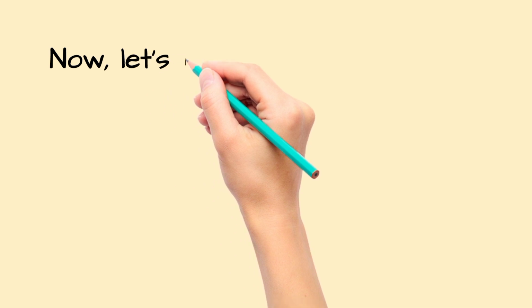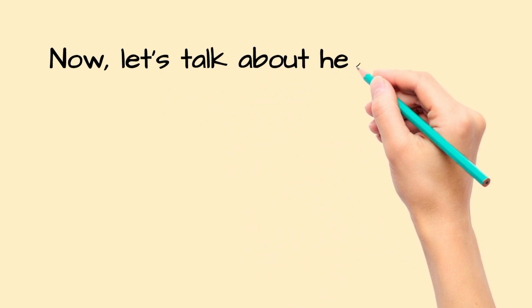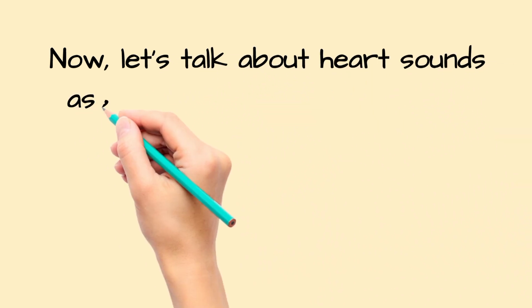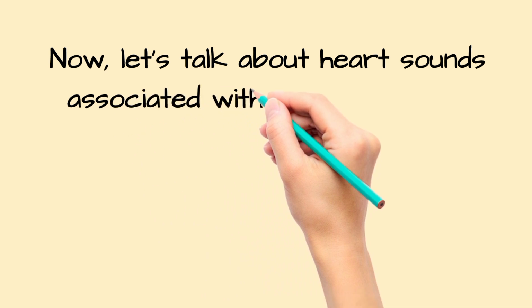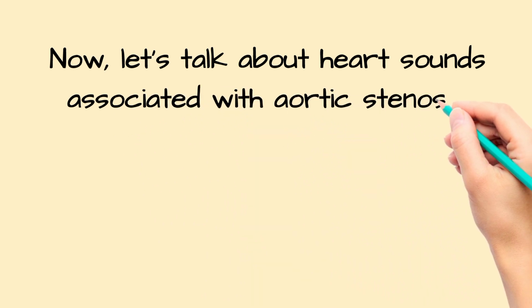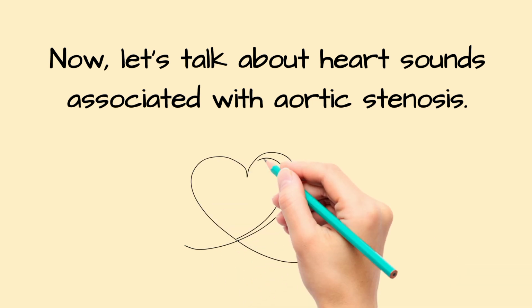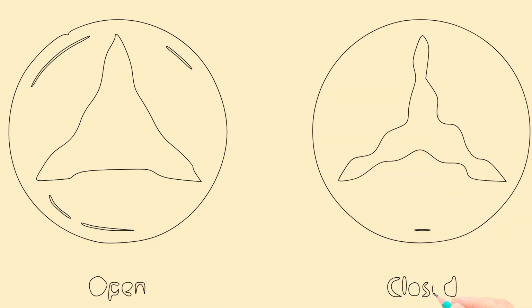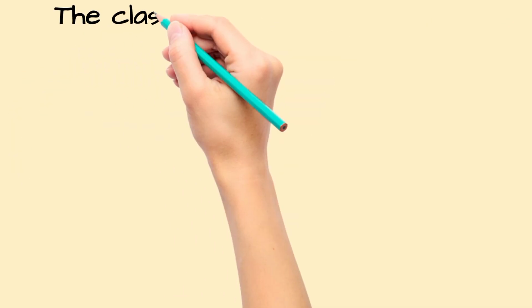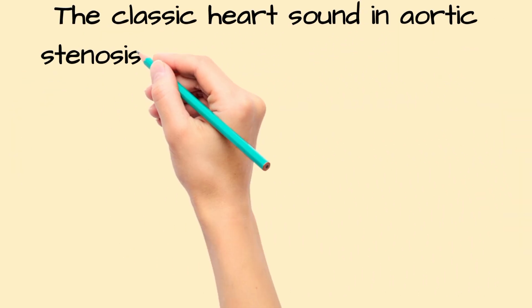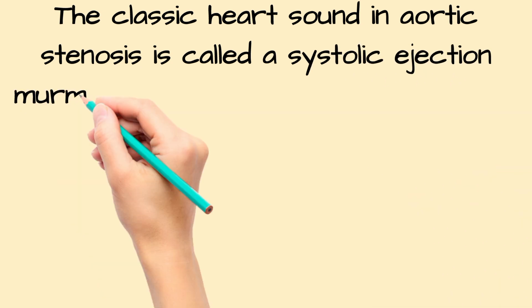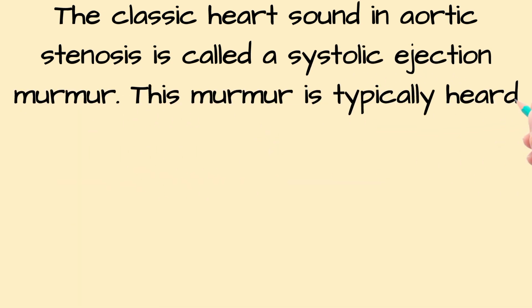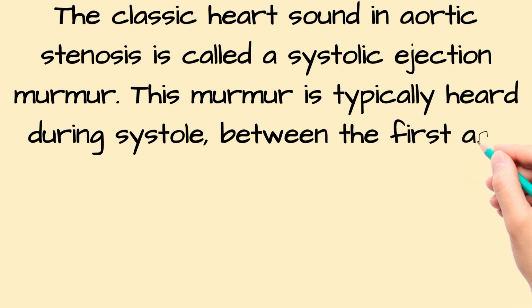Now, let's talk about heart sounds associated with aortic stenosis. The classic heart sound in aortic stenosis is called a systolic ejection murmur. This murmur is typically heard during systole, between the first and second heart sounds.